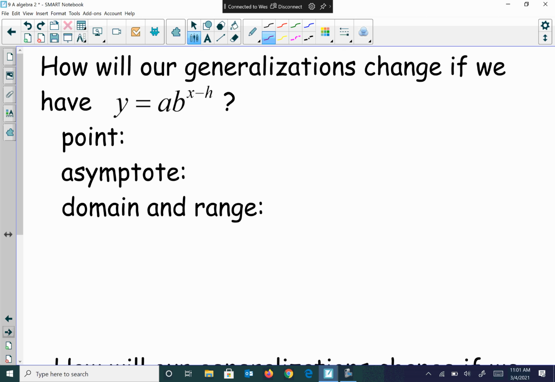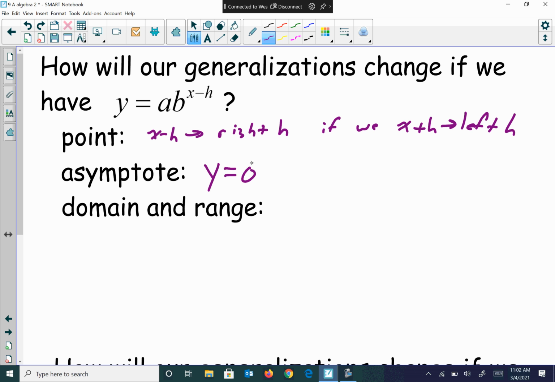And then, how do we generalize our changes if we have the point? So, if we have x minus h, it goes right h. If we have x plus h, it goes left h. The asymptote is still going to be y equals 0 because we're not adding or subtracting anything to the outside.